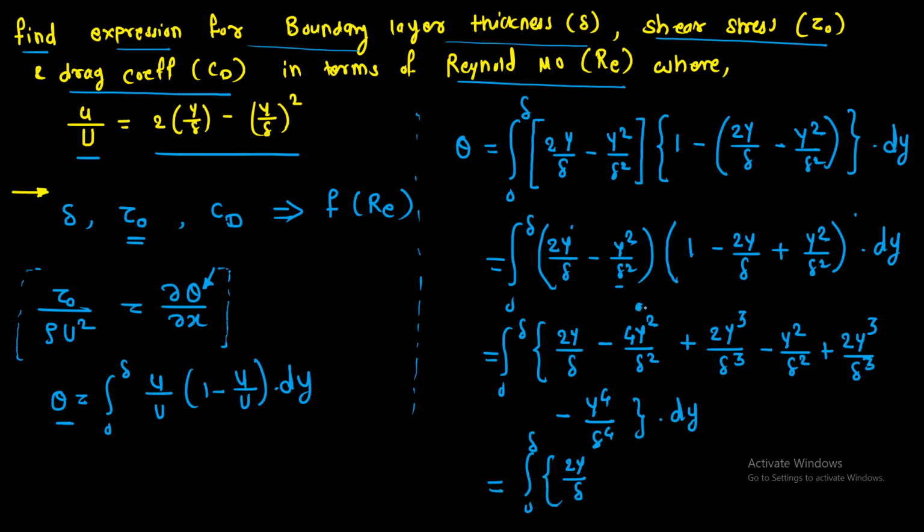Now refer this term y square and this y square. So minus 5y square upon delta square. Next this y cube and this y cube. So plus 4y cube upon delta cube, and last this y raised to 4 upon delta raised to 4. So minus y raised to 4 divided by delta raised to 4 into dy. Okay. Now integrate this complete equation so that we can get the value of theta.